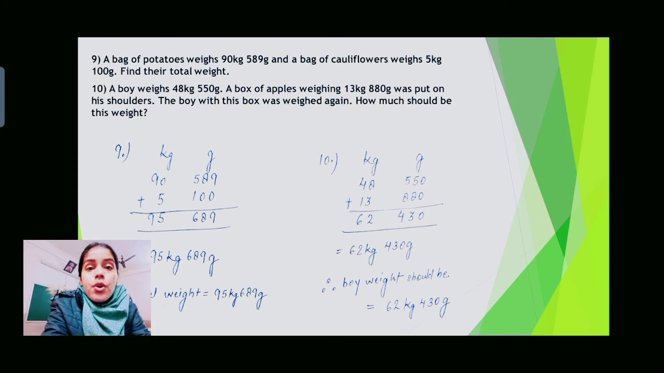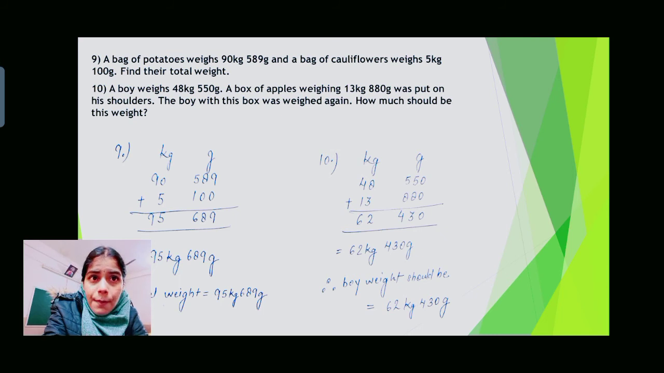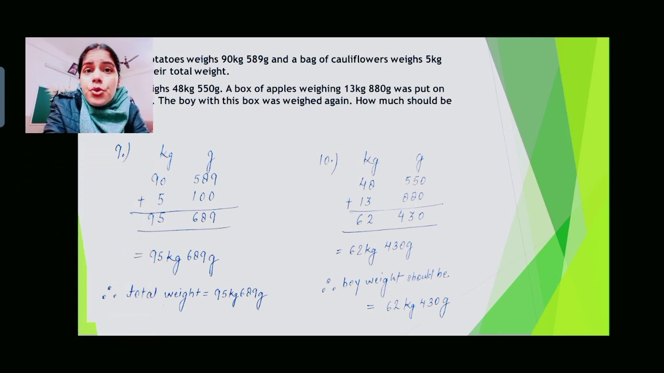So here at the screen now you can clearly see these are problem-solving based questions. The ninth question is saying, class, a bag of potatoes weighs 90 kg 589 gram and a bag of cauliflower weighs 5 kg and 100 gram. Find their total weight. So class, total weight means, by the words it is very clear, total means we have to add them up, but remember you need to arrange them in columns. See in the question I have arranged them in the column. This is 90 kg 589 gram, below that 5 kg and 100 grams.